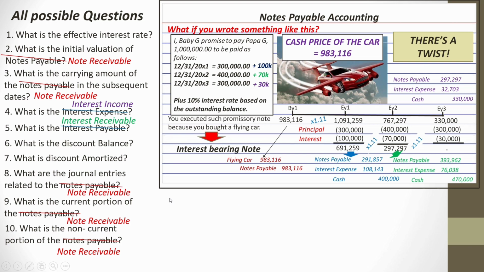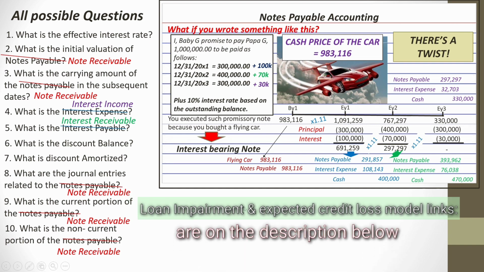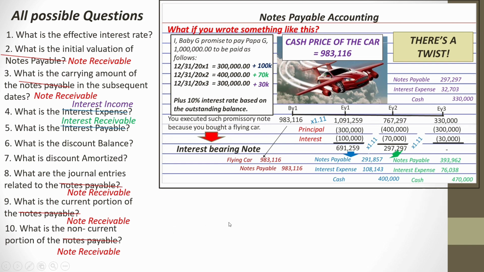Regarding that, I have in the description links related to the impairment of loans and the expected credit loss model, because again, it is still applicable to notes receivable. I would like you to watch them after this video because the topics in those episodes are also applicable in the accounting for notes receivable. And assuming that you did it, let's revisit this illustrative problem and use it in our next topic, which is the discounting of own notes receivable.